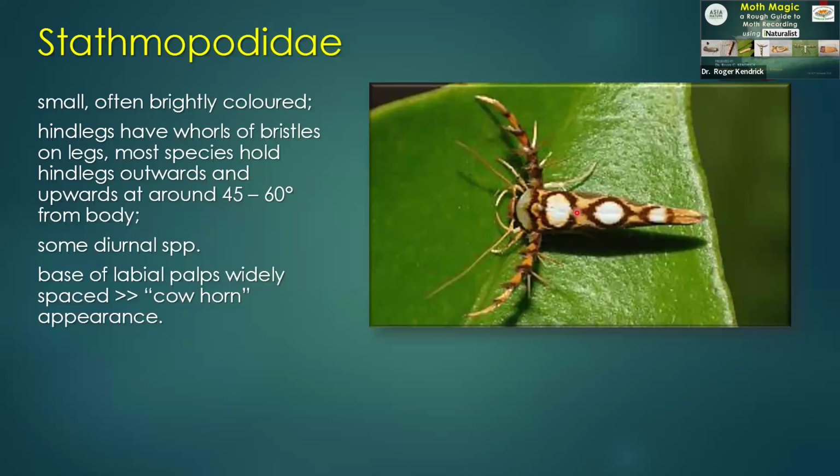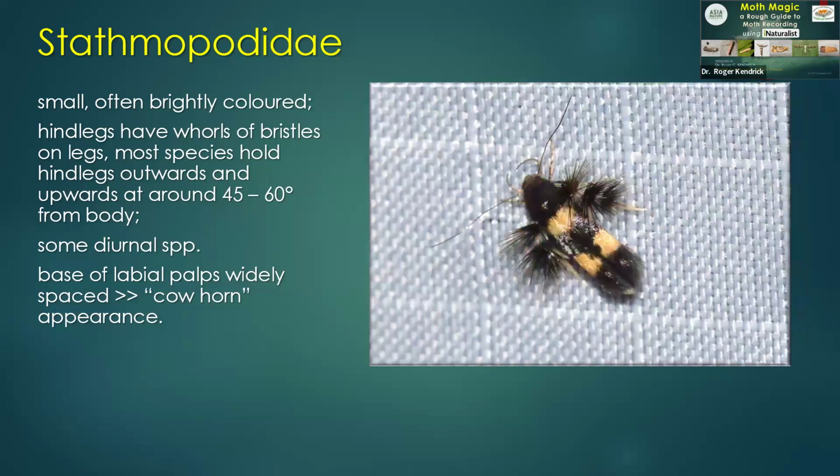Some of these are incredibly brightly colored diurnal species. This is an extreme example. You have the cow horn palps, the whorled bristle legs, and the long slender wings.